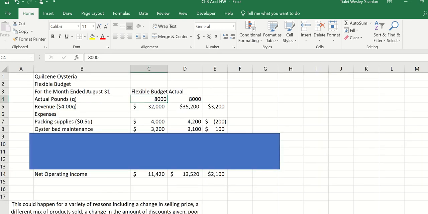Oh, I can't name it quantity because I already have a quantity. Maybe quantity 1, or 8-2, because it's 8-2. So I could do $4 times quantity. And then I would continue on, or refer to cell C4, 0.5 times 8,000. Remember, I'm not typing 8,000, I'm just referring to it. And then 32,000 was just a fixed cost, so I could just write in 32,000 for my flexible budget.